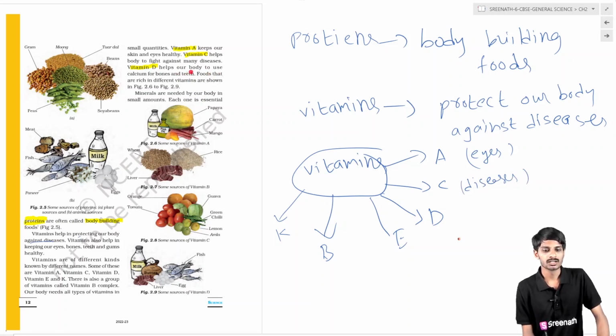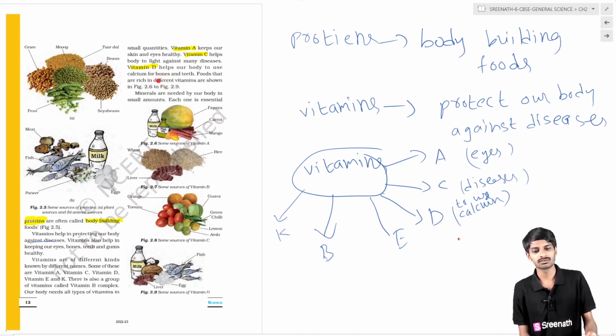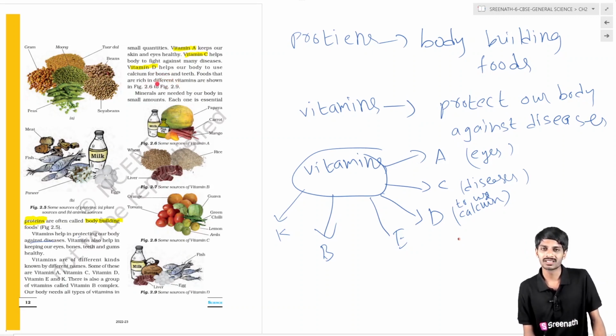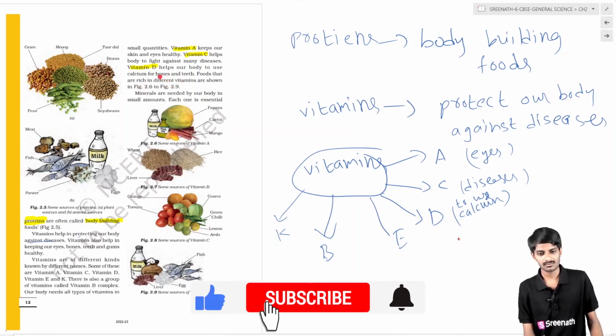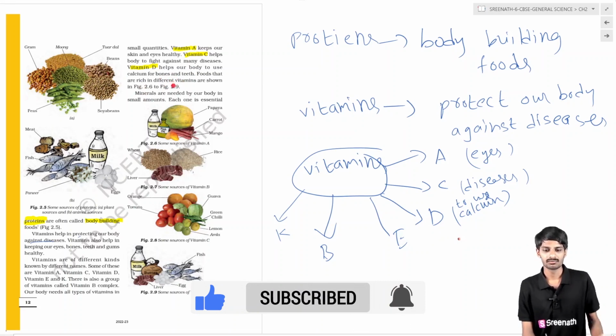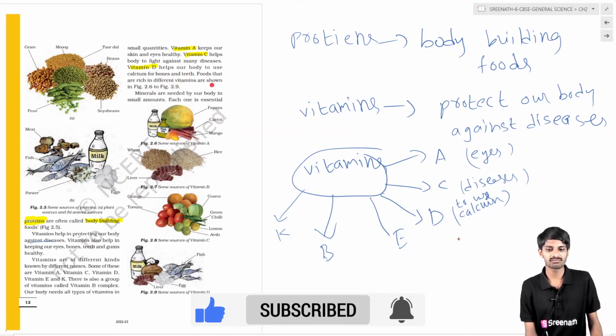Vitamin D helps our body to use calcium for bones and teeth. In order to build or develop bones and teeth, our body requires vitamin D. Vitamin D helps convert calcium for use in bones and teeth. If we didn't have vitamin D, even with plenty of calcium, our bones and teeth would not be strong enough. So foods that are rich in different vitamins are shown here.